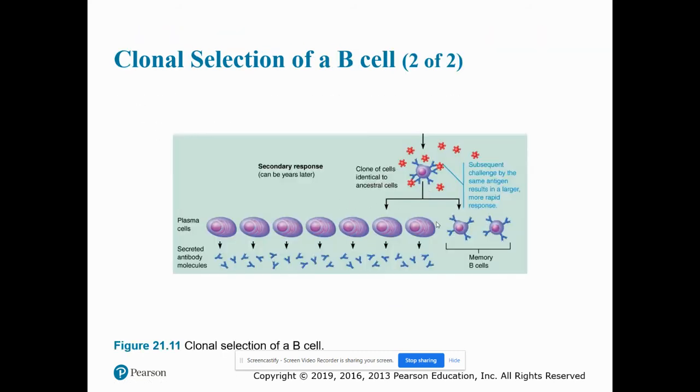Subsequent exposures, when the antigens bind, it's going to trigger a larger, more rapid response. So you can see lots more plasma cells are being produced, which are going to secrete a lot more antibodies, or a lot more antibody.